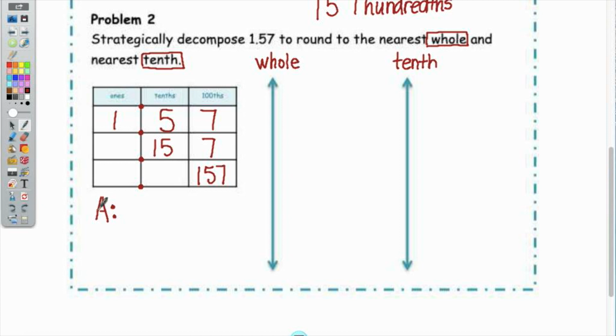What is the actual number that we're rounding? 1.57. Good. Write it in your best handwriting so you can line up the digits here in a little bit. And then we've got the midpoint. And we don't know it yet, do we? Okay, I'm going to get my highlighter. I'm going to highlight the whole, we're rounding to the nearest whole.